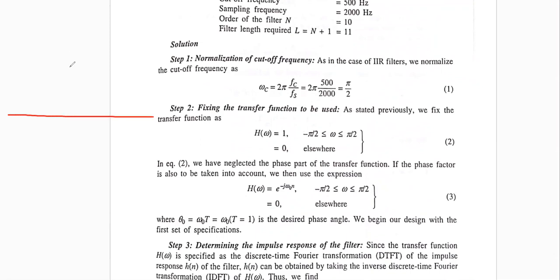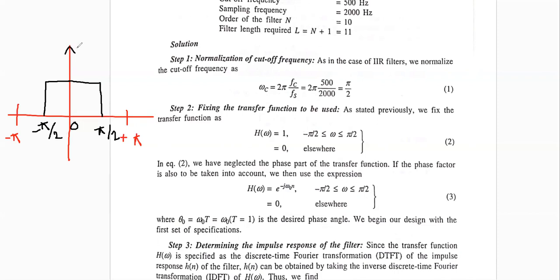The transfer function is H(omega) equals 1 from minus pi by 2 to plus pi by 2. So what is our range of view? Our range of view is from minus pi to plus pi, and our filter looks like this. This is a low pass filter with a sharp cutoff. This is pi by 2, and for the negative half, this is minus pi by 2, and this is 0. And this axis represents the magnitude response.